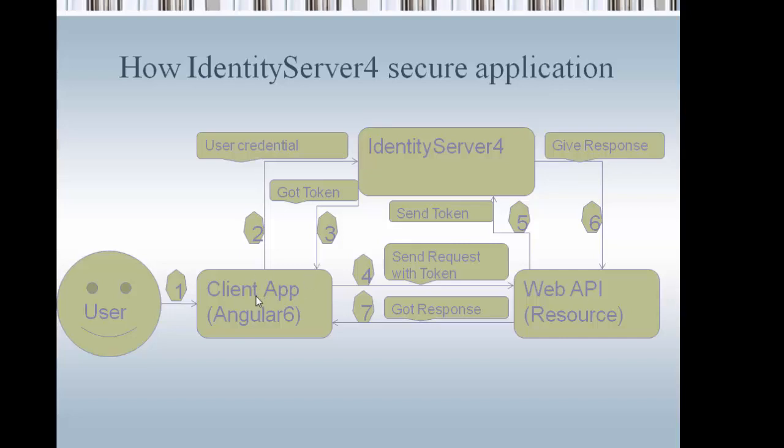Then in the next request, the client sends the request with the token to the web API resource for fetching some information from there. So the web API sends the same token that was sent by the client to Identity Server 4 for validation of that user. Identity Server 4 validates the user and gives the response to the web API, yes, it is a valid user. Then web API returns the response, means the data, to the client app.